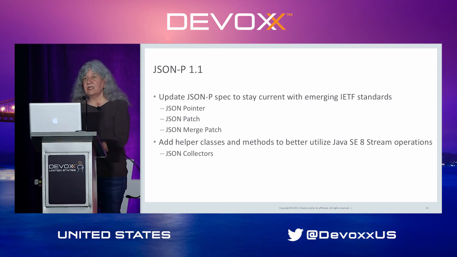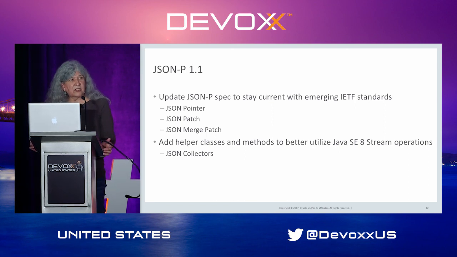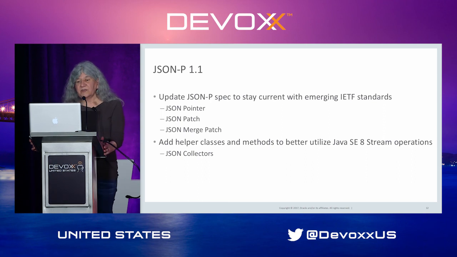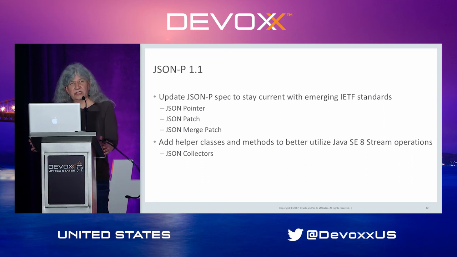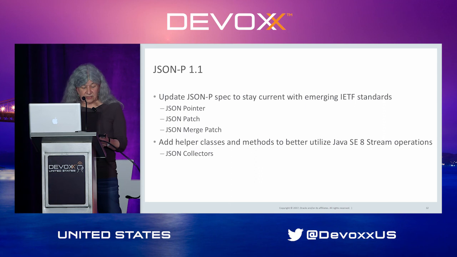First up, JSONP. We had introduced the JSON Processing API as part of Java EE7. In this release, we're updating it to stay current with emerging IETF standards, in particular, JSON Pointer, JSON Patch, and JSON Merge Patch. And we're introducing some updates to integrate with features that have been added to Java SE8.